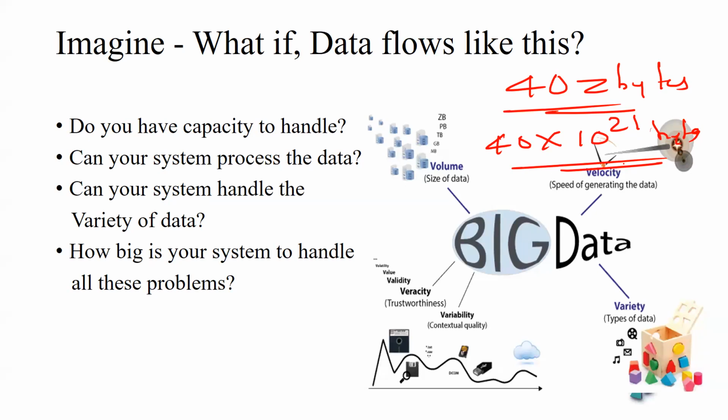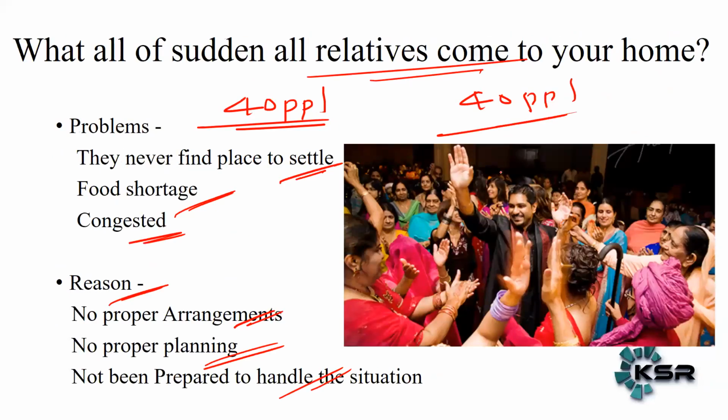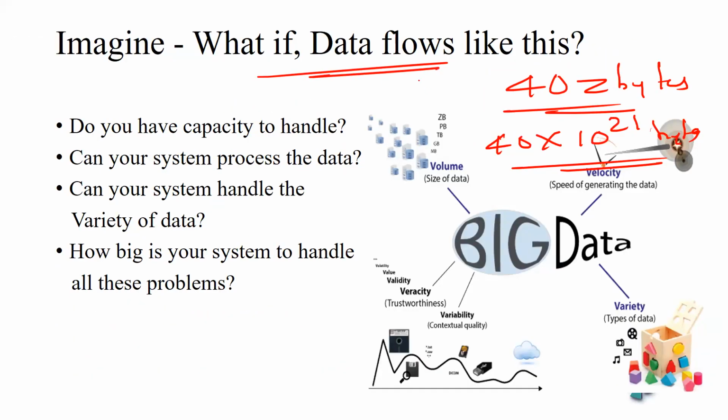40 people you're not able to manage in your house. How will you manage 40 gigabytes of data coming from different systems? That's the current problem. Just like if suddenly it starts raining, and if suddenly some relatives come to your home, what if data also suddenly flows like this into your company? Today, maybe we have very few people, so I was able to manage. What if 3,000 people join the session right away today? We would not be prepared. That's the same situation all the companies are facing. We were not able to manage the system.